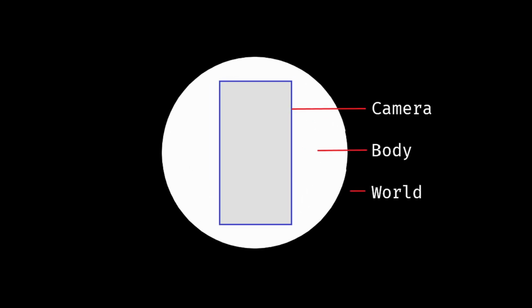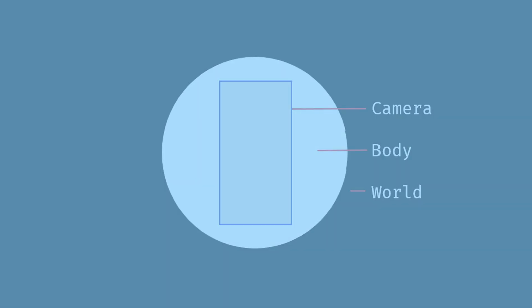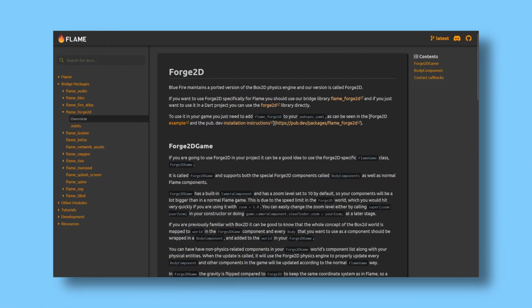If I run the game now, we'll get this output. This white rectangle is actually the circular body that I had added. Due to the default zoom of the camera and the small virtual resolution, the body is filling up the entire view of the camera. If you check the documentation for Forge2DGame, you'll find that it sets the default zoom of the camera to 10. This is done to avoid reaching the speed and distance limits of the underlying physics engine.